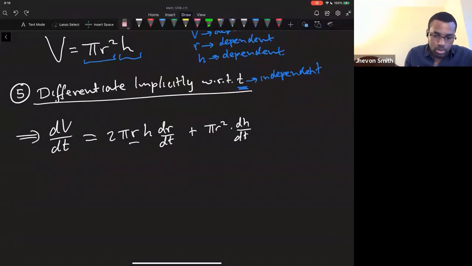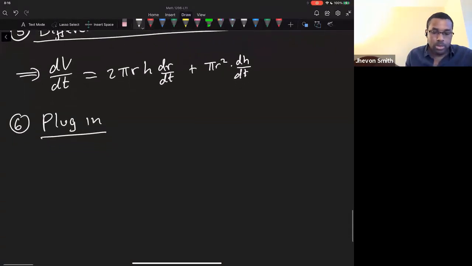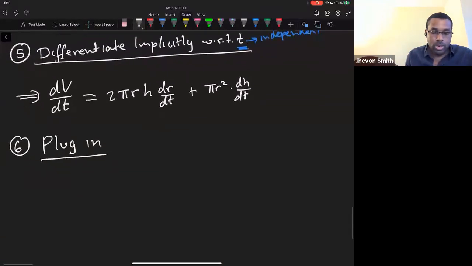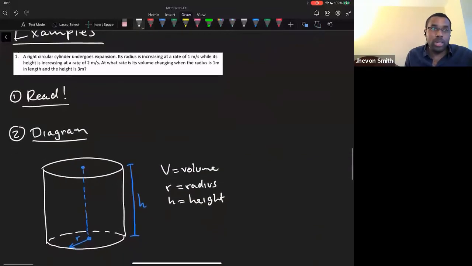Okay, so moving on, now it's step 6. Step 6 is just plug in. Right? Because that was step 6. Now we are at the point where we can solve for stuff.